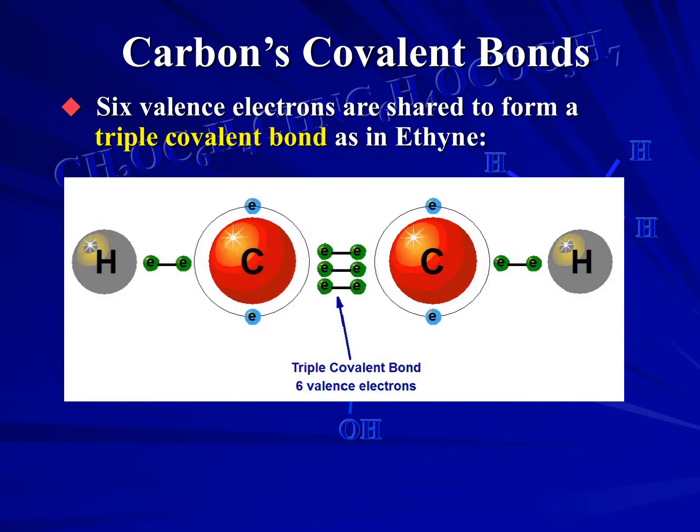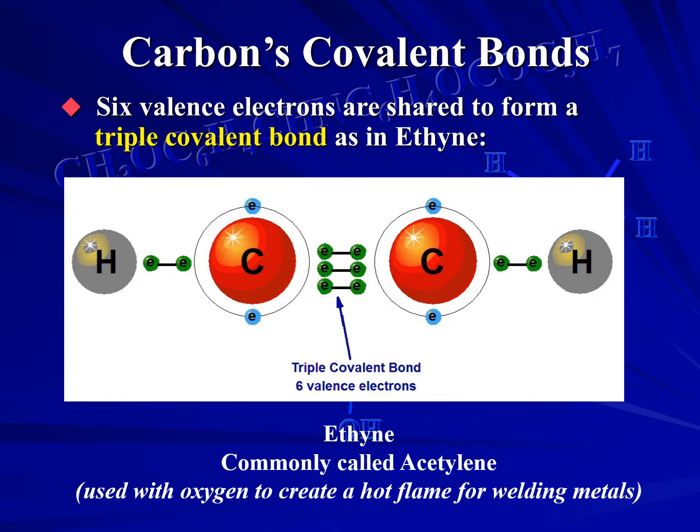To form a triple covalent bond, 6 valence electrons are shared by 2 carbon atoms as shown in the diagram. The compound formed is a gas called ethene, which has the common name, acetylene. Acetylene is mixed with oxygen to create a very hot flame that is used for welding metals together.